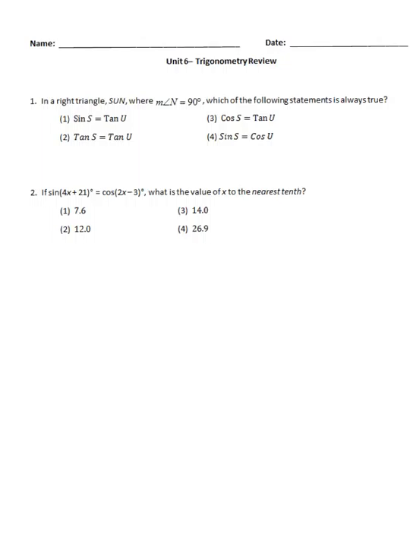So for number 1, in right triangle SUN, where the measure of angle N is 90 degrees, which of the following statements is always true? So we have a right triangle because the angle N is 90 degrees, and the only time that the two functions are the same is when you have sine of an angle and cosine of its complement. Okay, so we know that in a right triangle, the sum of the two acute angles is equal to 90 degrees, and the sine of one angle is equal to the cosine of the complementary angle.